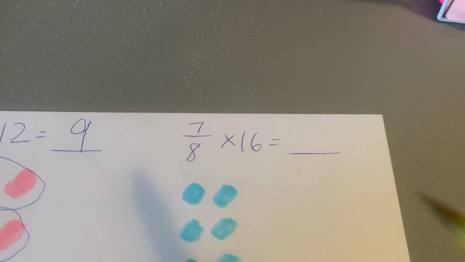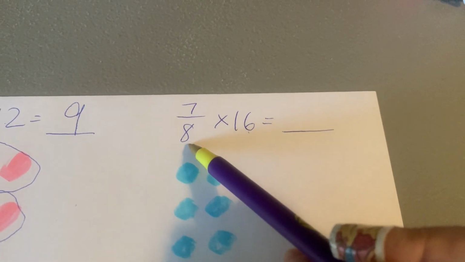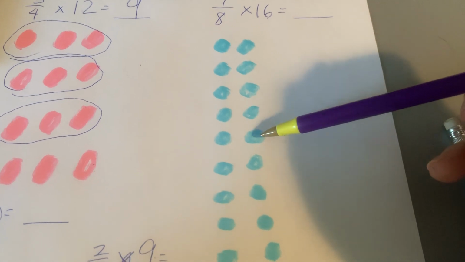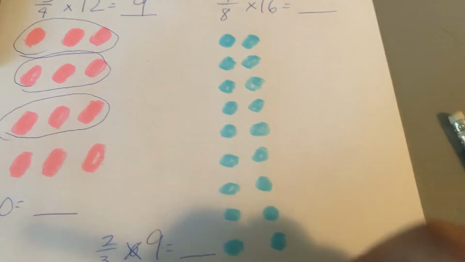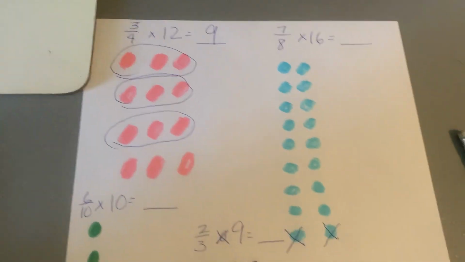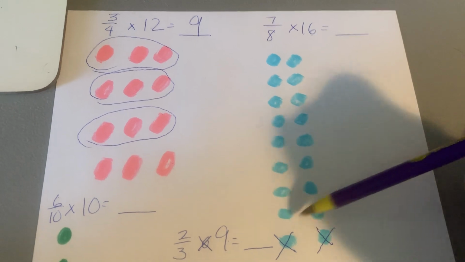Okay, so if you've come back, you'll know that 16 divided by 8 is 2. So I have 1, 2, 3, 4, 5, 6, 7, 8. Oops. Don't need those, do I? So I have 8 rows with 2 apiece.